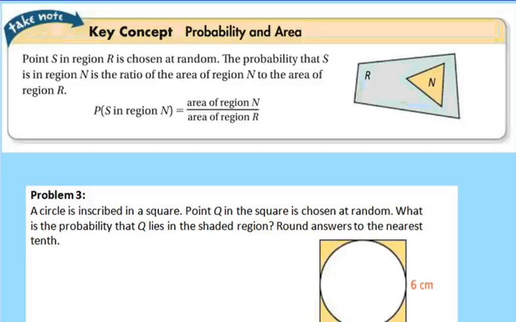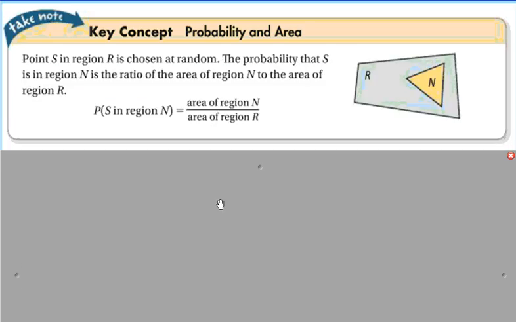Now, the second thing that we're going to deal with is probability and area, since we've been dealing with some things with area. So point S in region R, so this is our whole region, the picture to the right, is chosen at random. So we're choosing a point at random. The probability that S is in region N is the ratio of the area of that region to the area of the total. So this would be your favorable.